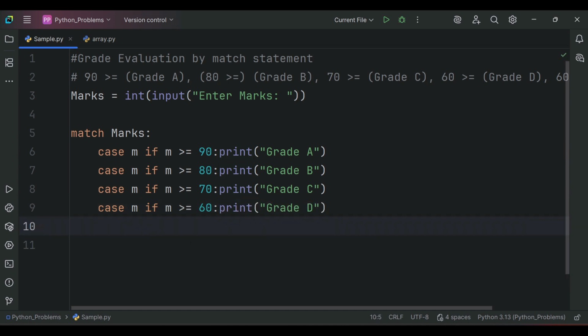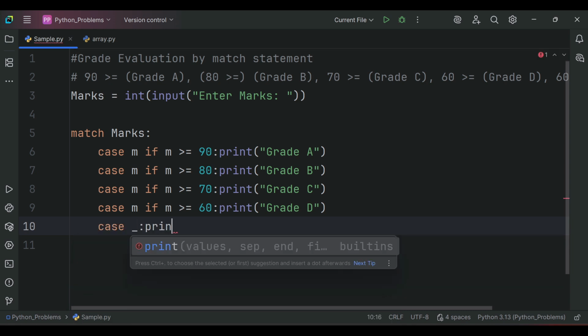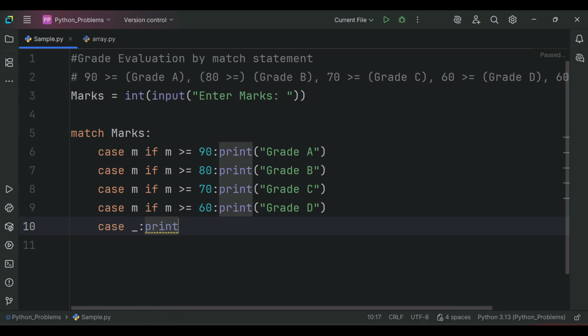Now, if below 60 marks are there, make it a hyphen, the wildcard, and print fail. This is the program, friends. Let's have a look at the output.